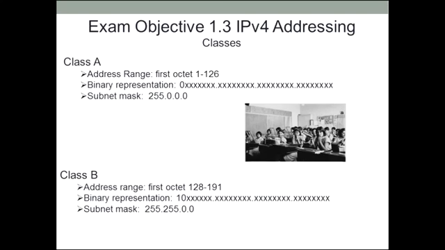So a Class A address, the first octet, and the first octet is the first set of, or the first digit to the left, can be any number. Actually, I put down there 1 through 126. It can actually be 0 through 126. And in its binary representation, the first digit on the left is always a 0. And a Class A IP address, the subnet mask is always 255.0.0.0.